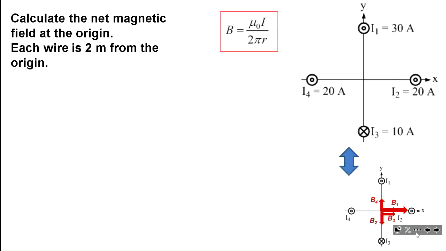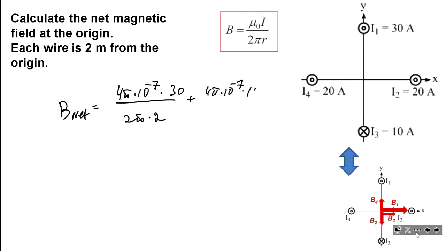So B net equals 4 pi 10 to the negative 7 times 30 amps divided by 2 pi times 2 meters, plus 4 pi 10 to the negative 7 times 10 amps divided by 2 pi times 2 meters. In this simple example, both components are positive, we just add them up together.